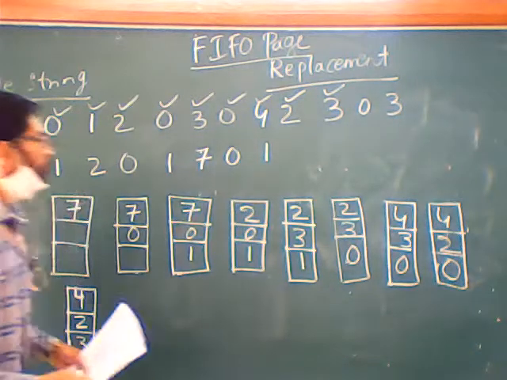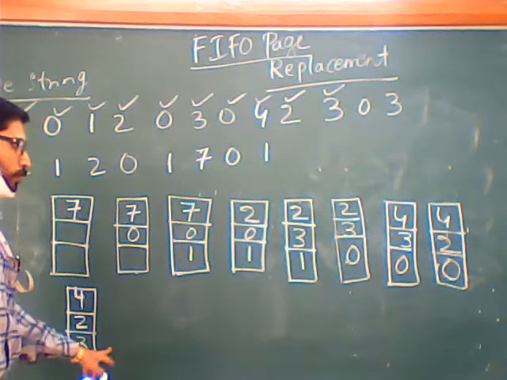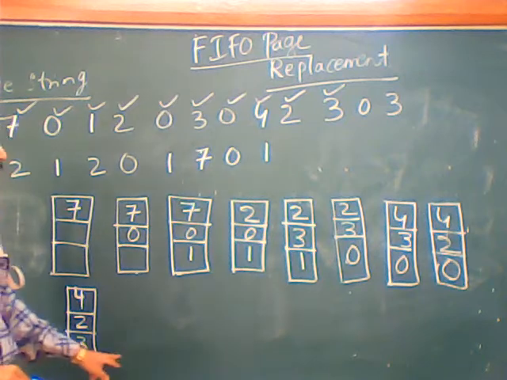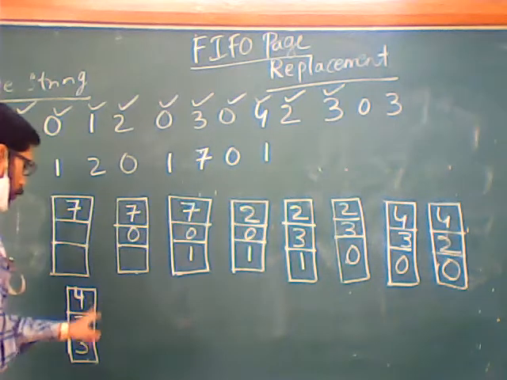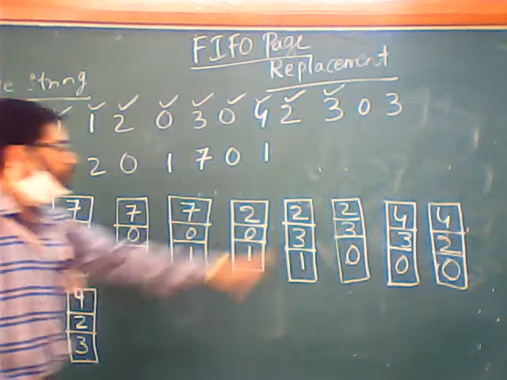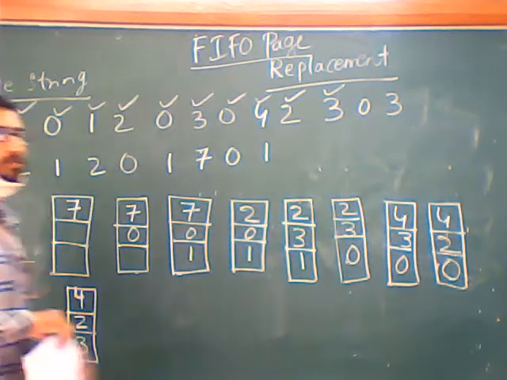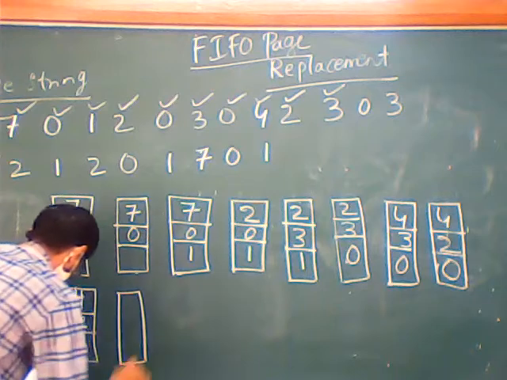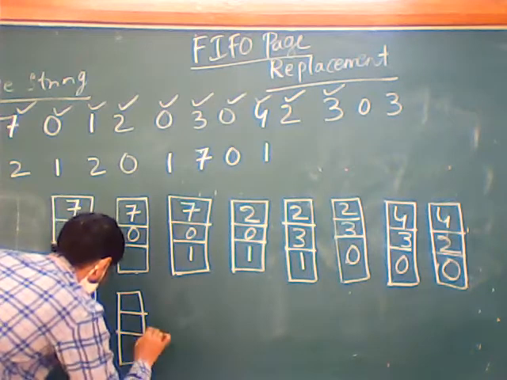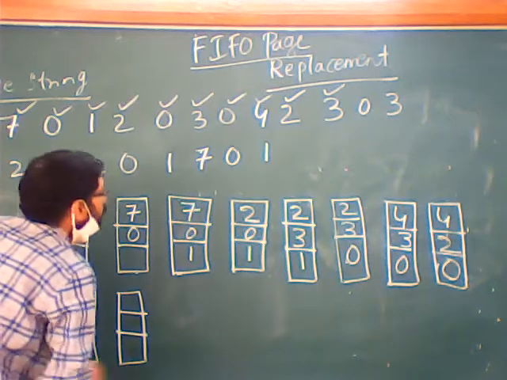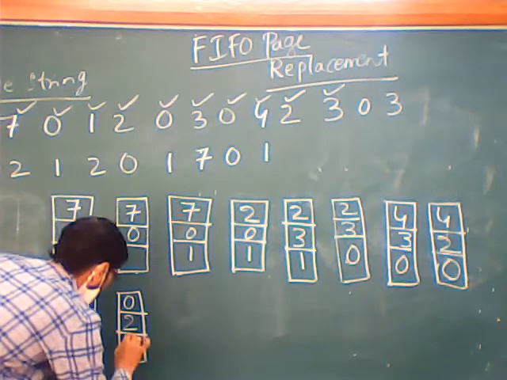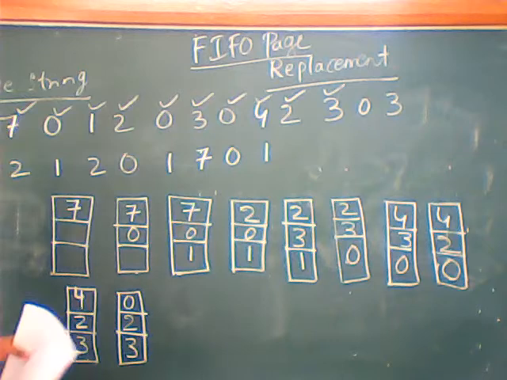Next, 0. Is 0 available? No. So first in, first out. Out of 4 to 3, which arrived first? 4 has arrived first. First in, first out. So we are done with this.